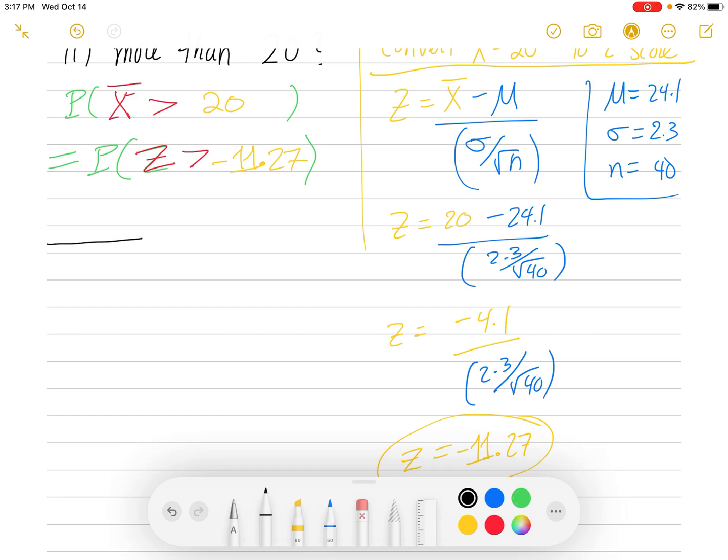Now, if you think about what this z-score is and where this probability is in your table, the z-score is going to be minus 11.27. It's way far in the left tail. And you want your z-score to be to the right of that. You want it to be bigger. So your area is here on the right. Now, remember your table doesn't read from the right tail. Your table reads from the left tail. So if you were to look up a negative 11.27 in your table, you would get the area to the left of negative 11.27. You don't want that. You want the area to the right. So what we have to do is flip this around.